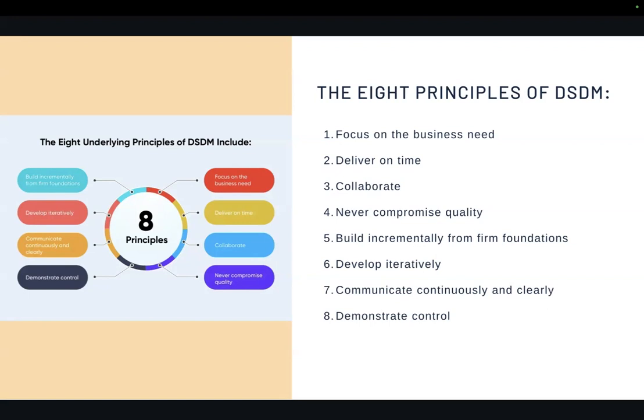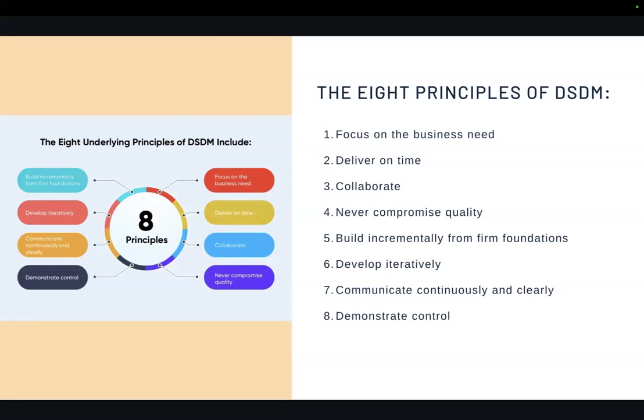Focusing on the business's needs helps to ensure that all projects stay relevant and can promote efficiency. And it's important to deliver results on time in order to build trust and rapport. Collaboration is also key, and quality should never be compromised. Many teams practicing DSDM benefit from setting quality standards before beginning their project. The method also encourages building incrementally from a firm foundation, which can allow a team to assess quality at each step. Emphasis is placed on iterative development, where a project continually evolves at each step and experimentation is embraced.